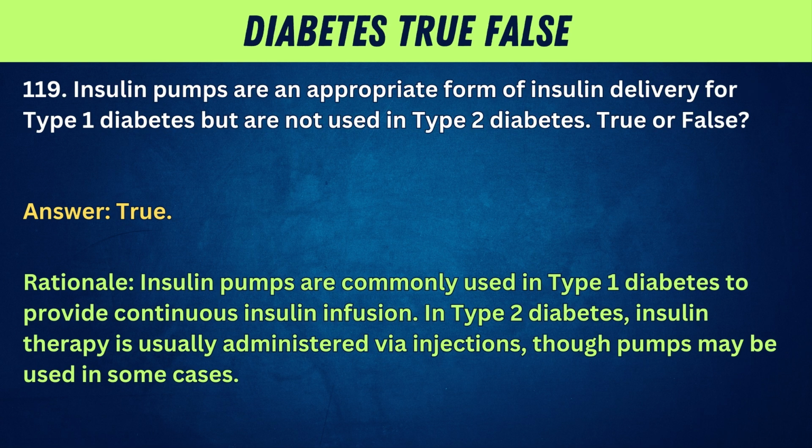119. Insulin pumps are an appropriate form of insulin delivery for type 1 diabetes, but are not used in type 2 diabetes. True or false? Answer: true. Rationale: insulin pumps are commonly used in type 1 diabetes to provide continuous insulin infusion. In type 2 diabetes, insulin therapy is usually administered via injections, though pumps may be used in some cases.